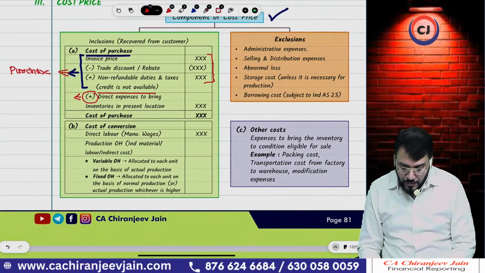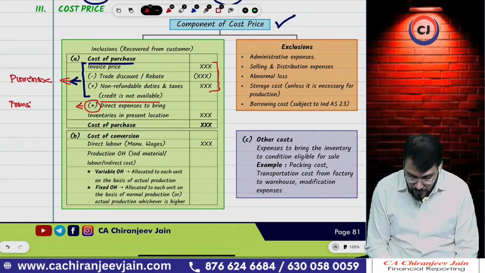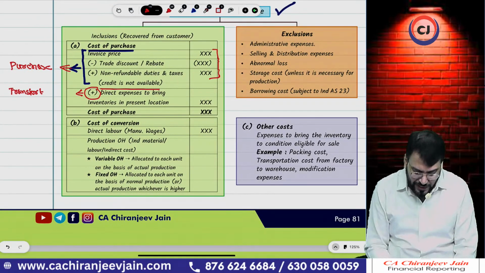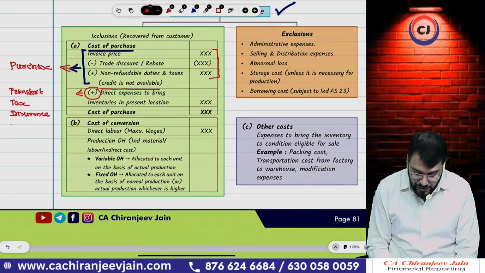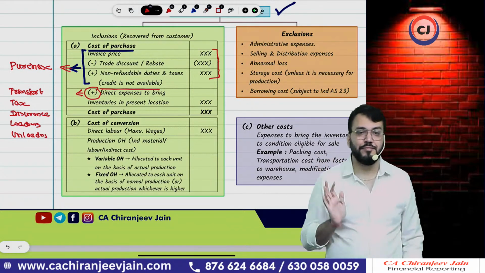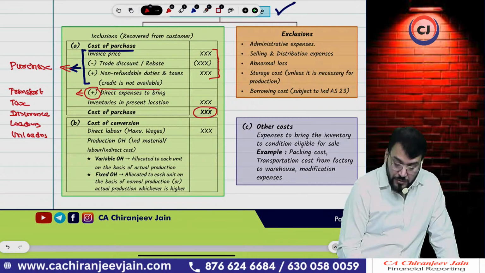Can you give me some examples of these direct expenses? Transportation expenses, then toll tax, any taxes on purchase, or octroi, correct? Or insurance in transit, loading and unloading charges, etc. Correct? All will be added. So this becomes cost of purchase.